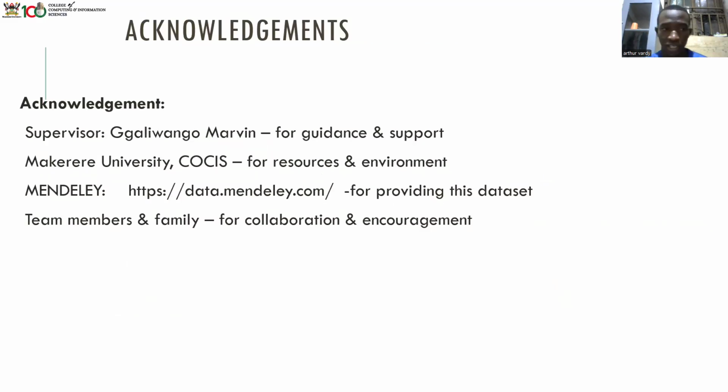The acknowledgement: I acknowledge our supervisor, Dr. Galiwango Marvin, for the guidance and support, the Makerere University courses for resource and environment, then the Mendeley data, which provided us the data set that we are using, which has so far worked well training our models, and also the team members who have been collaborating and encouraging in this model training. Thank you, Doctor.